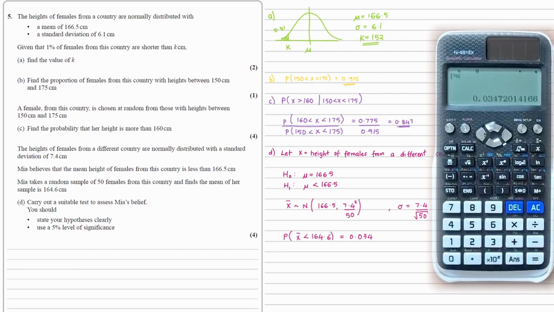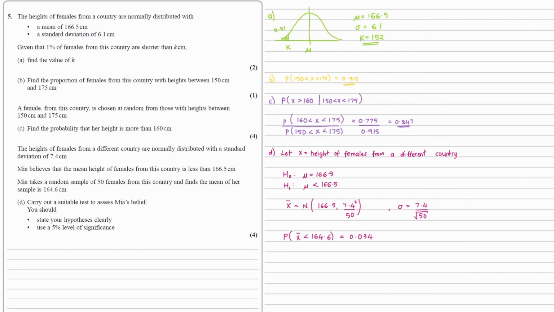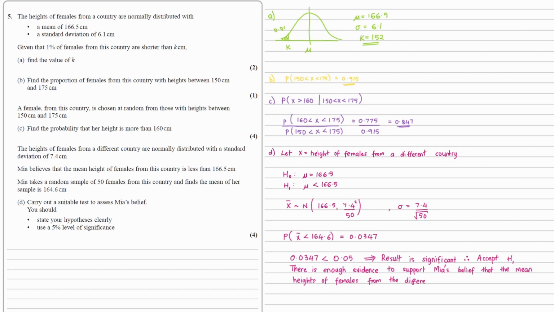of 0.034. We can now compare it to the significance level, which was 5%, and say that 0.0347 is less than 0.05, which implies that the result is significant, and therefore we can accept the alternative hypothesis and reject the null hypothesis. And we can say that there is enough evidence to support Mia's belief that the mean height of females from the different country is less than 166.5.